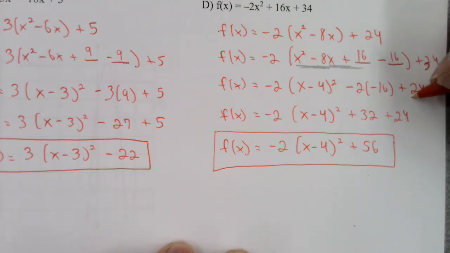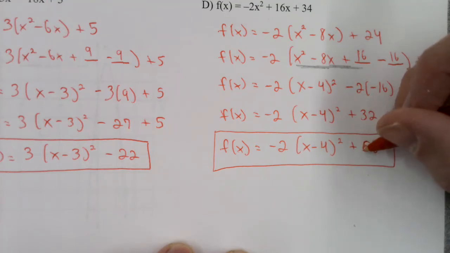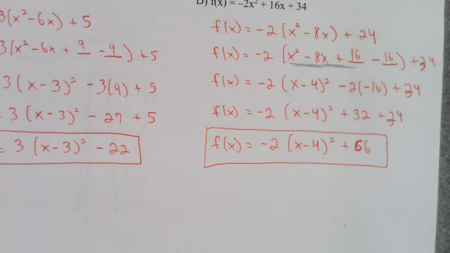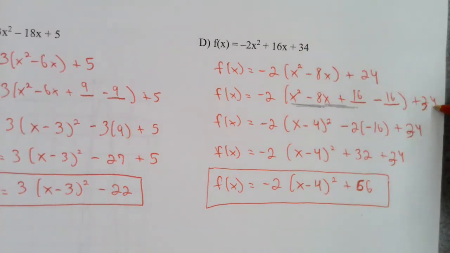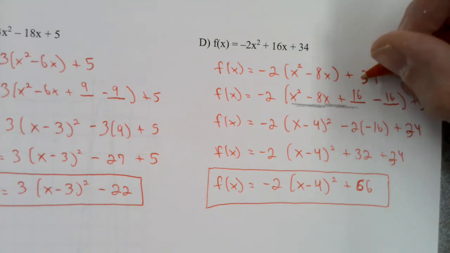That should be a plus 34. That should be a plus 34. That should be a plus 34. And that should be a plus 66. For some reason, I remembered the 66. Yeah, so I wrote the wrong number in each step. My bad. That should be a 34, 34, 34, 34. This should be a 34 as well.